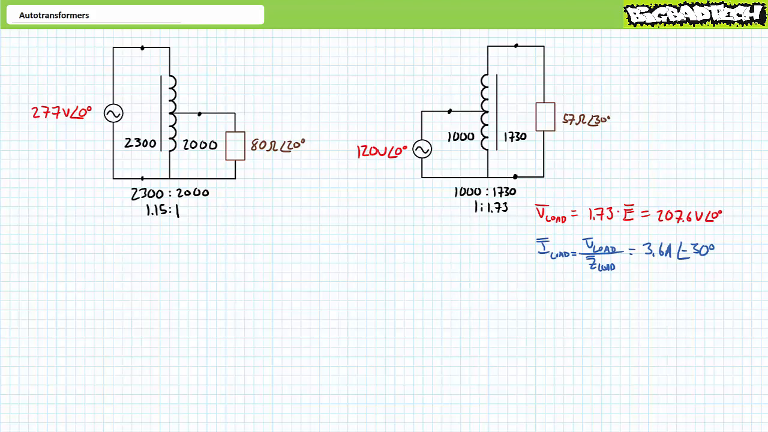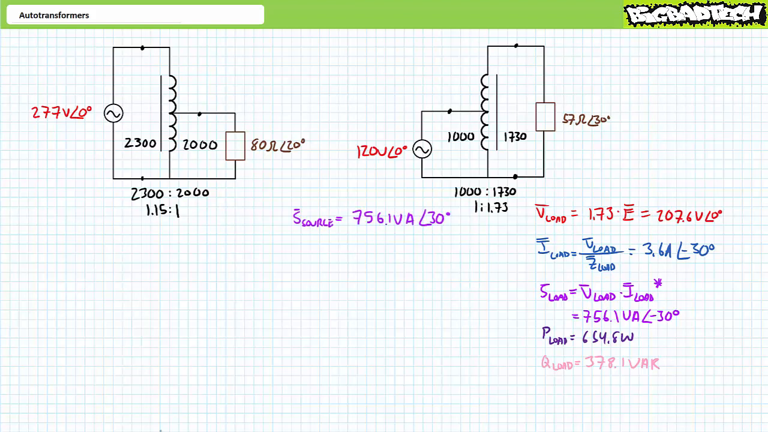An application of Ohm's law demonstrates the load draws roughly 3.6 amps at an angle of negative 30 degrees. An application of the AC power formula demonstrates the load consumes 756.1 volt amperes of apparent power, of which 654.8 watts is directed towards real power and 378.1 VARs is directed towards a reactive interchange.